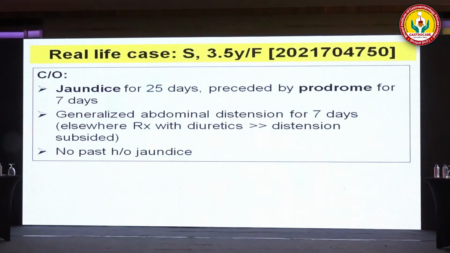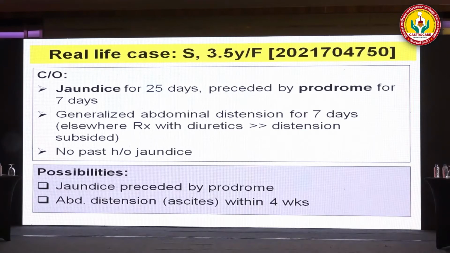This was a 3.5-year-old girl who presented last year with a 25-day history of jaundice, preceded by prodrome, and she developed ascites in the form of abdominal distension within a month. During the past 4 weeks of illness, she was treated outside, and the distension subsided with diuretics. No past history of jaundice. So what possibility will you think at this stage?